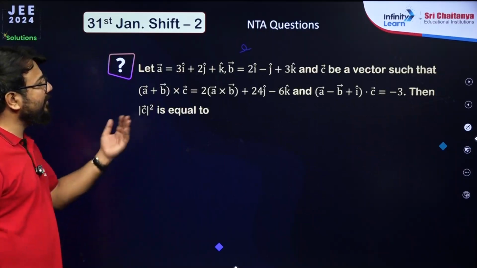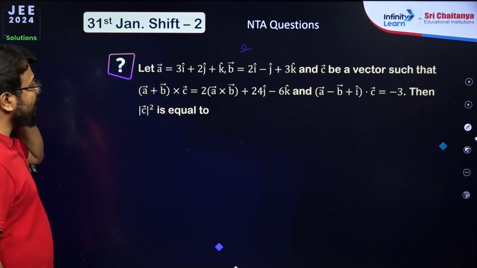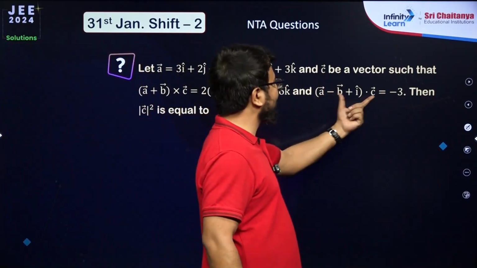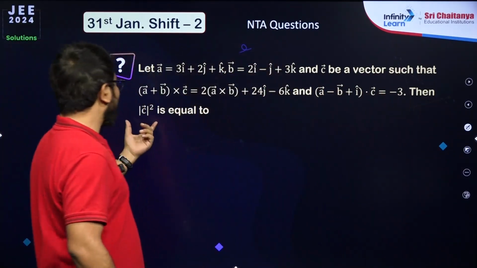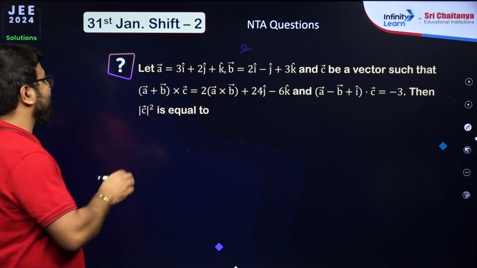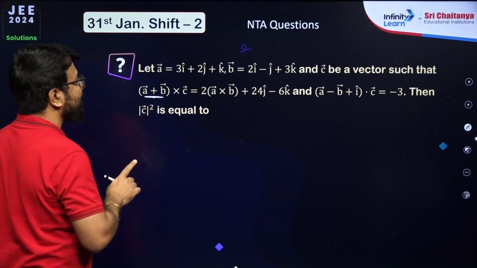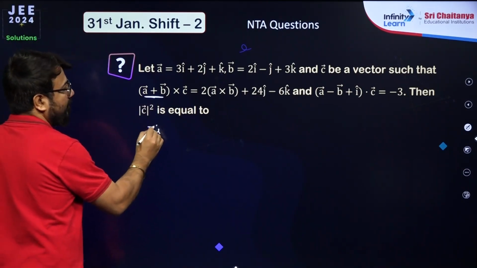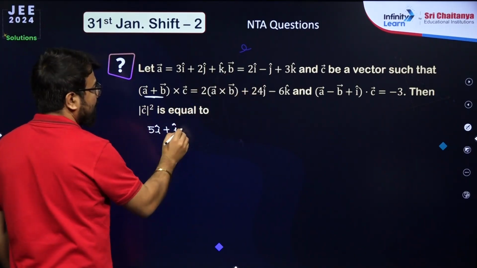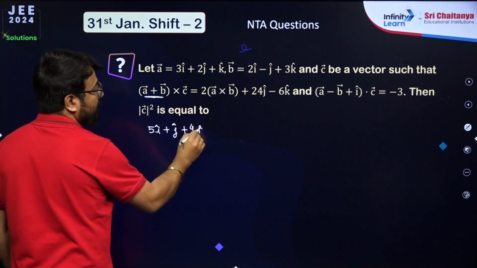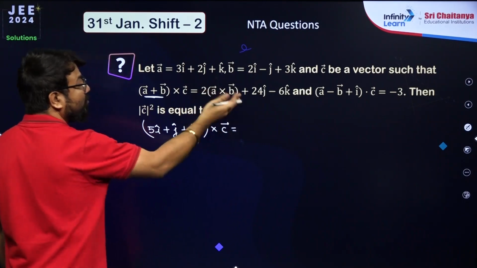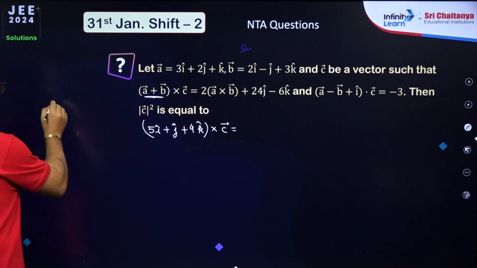Moving ahead to the next question: a vector, b vector, c vector is such that this result is equal to this result and this result is equal to this result. Then we need to determine modulus of c square. So how to get that? Let us first find a plus b. a plus b is 3 plus 2, that becomes 5; 2 minus 1, that becomes 1; 1 plus 3, that becomes 4. This is taken cross with c, and here it is 2 times a cross b. Let us do a cross b.